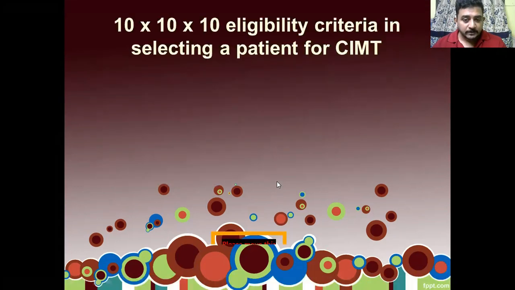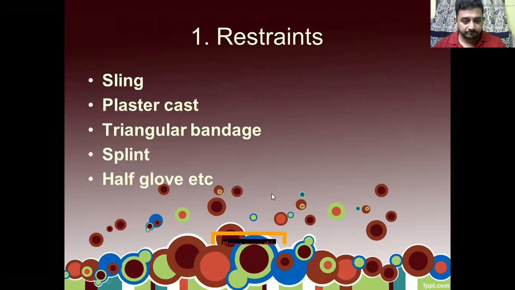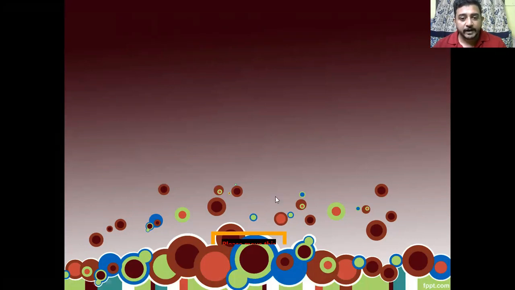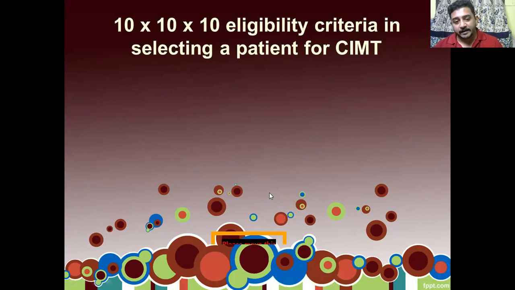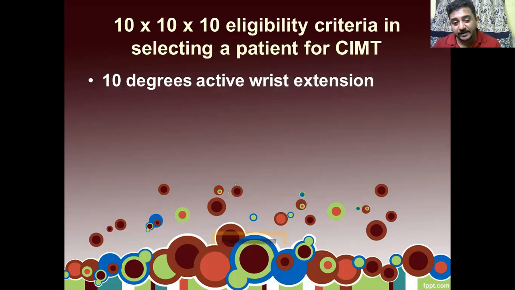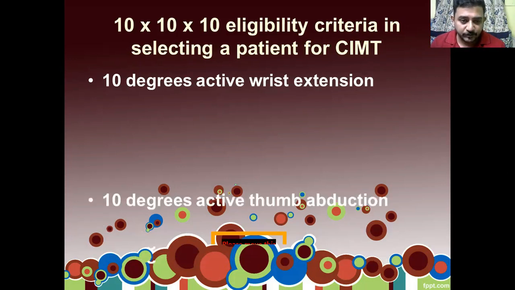Okay. So this is the 10 into 10 into 10 eligibility criteria in selecting a patient for CIMT. You cannot select every patient for constraint induced movement therapy. There is a criteria whom you can select and whom you cannot select. Very importantly, you can select patients if they have 10 degrees of active wrist extension along with radial deviation. If they are able to do at least 10 degrees of wrist extension, then you can put them in constraint induced movement therapy.